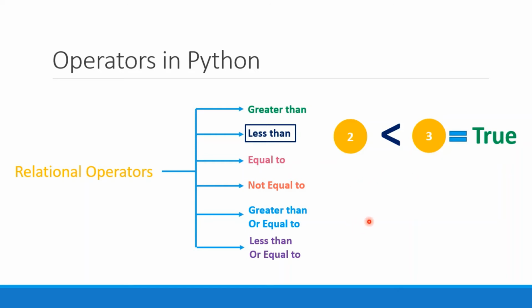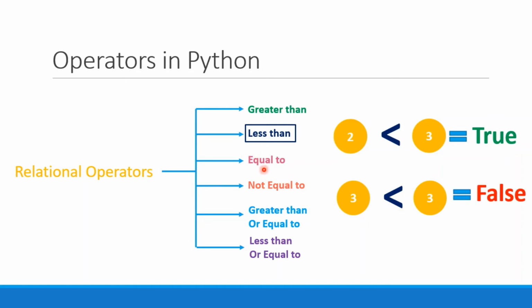Let us take another example. If I have a 3 and another number 3 and I want to apply a less than operator on it, as I previously said, 3 can be equal to 3, but it can never be greater than 3. Similarly, 3 is equal to 3, but it is not less than 3. So its answer will be false.